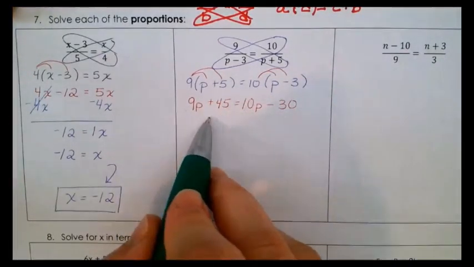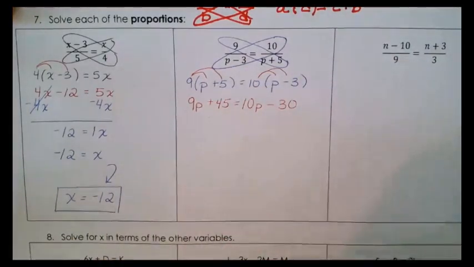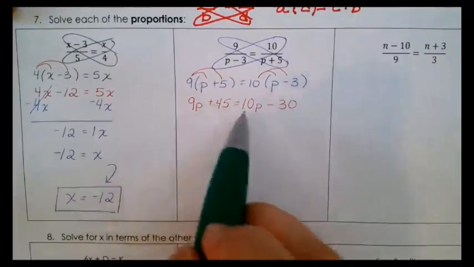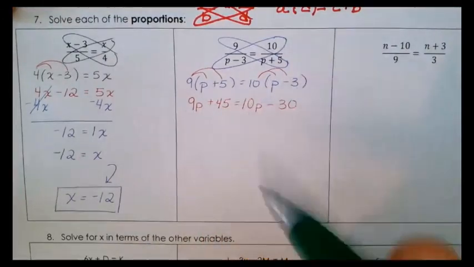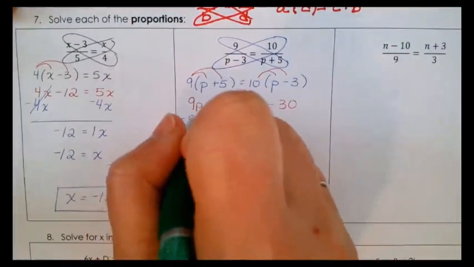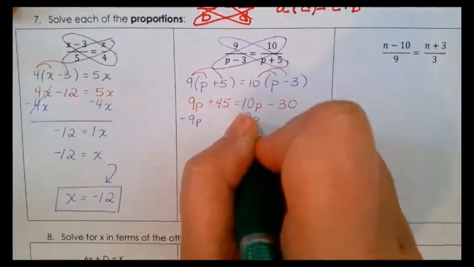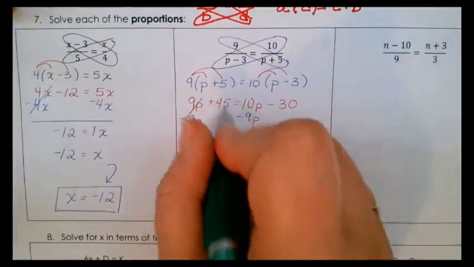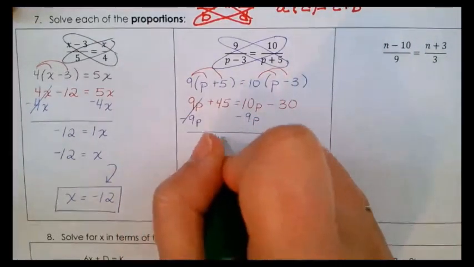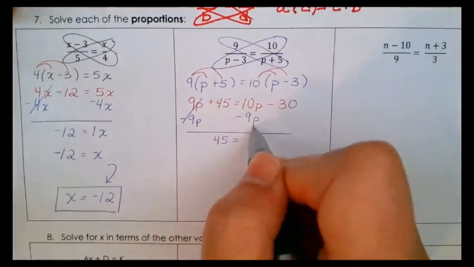So again, I recommend getting all of the variables to the side where there's a larger variable already. So between 9p and 10p, 10p is the larger variable. So what I want to do is get the 9p to the right. So I'm going to subtract 9p from the left. I'm going to subtract 9p from the right. This way, on the left, the 9p's cancel. Now we bring down the 45 equals 10p minus 9p is 1p.